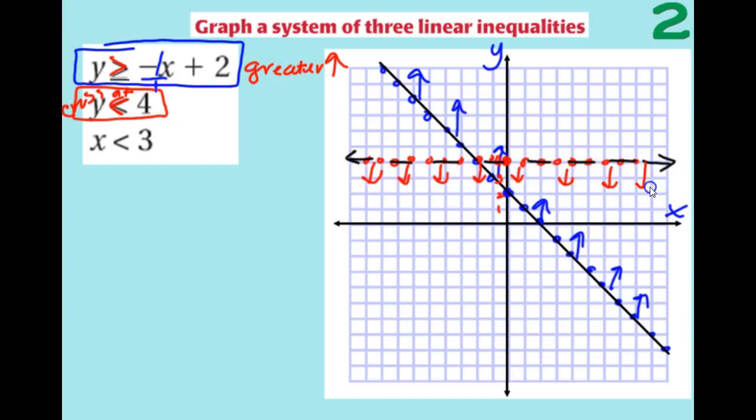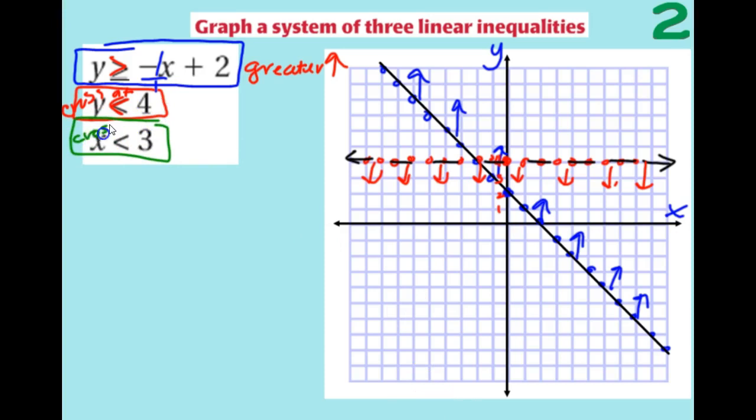So right now, you can see that both arrows are pointing to this section down over here, this triangle. However, we have one more equation to graph. So let's take a look at this one. X is less than 3.